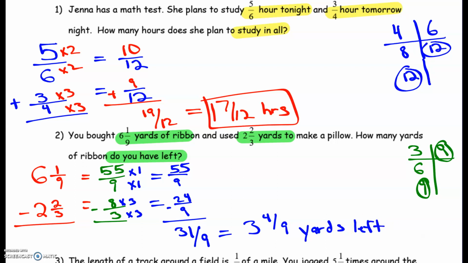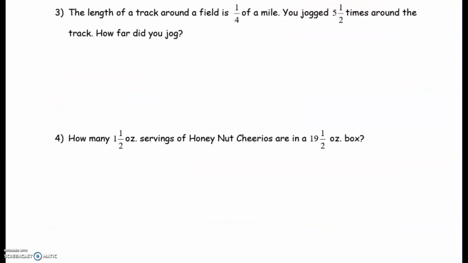On to the next question. The length of a track around a field is 1/4 of a mile. You jogged 5.5 times around the track. How far did you go?